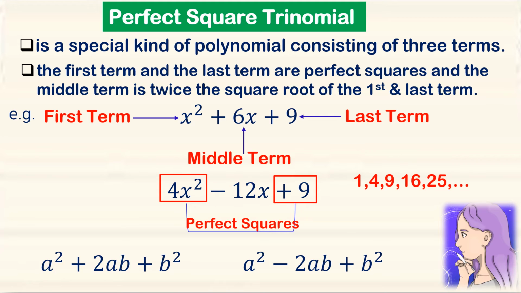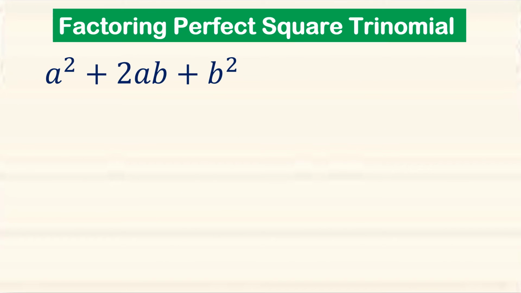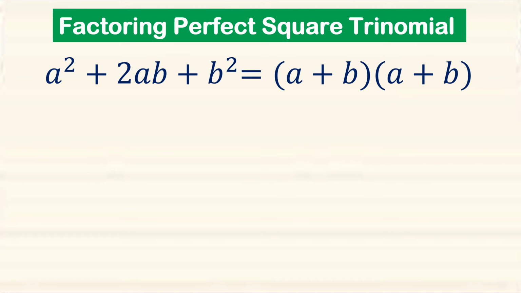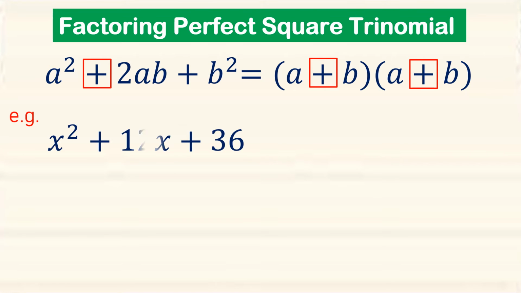So let us factor it out. If we have a squared plus 2ab plus b squared, it is equal to a plus b times a plus b. So if the middle term is plus, we have plus and plus. Now let us have an example.